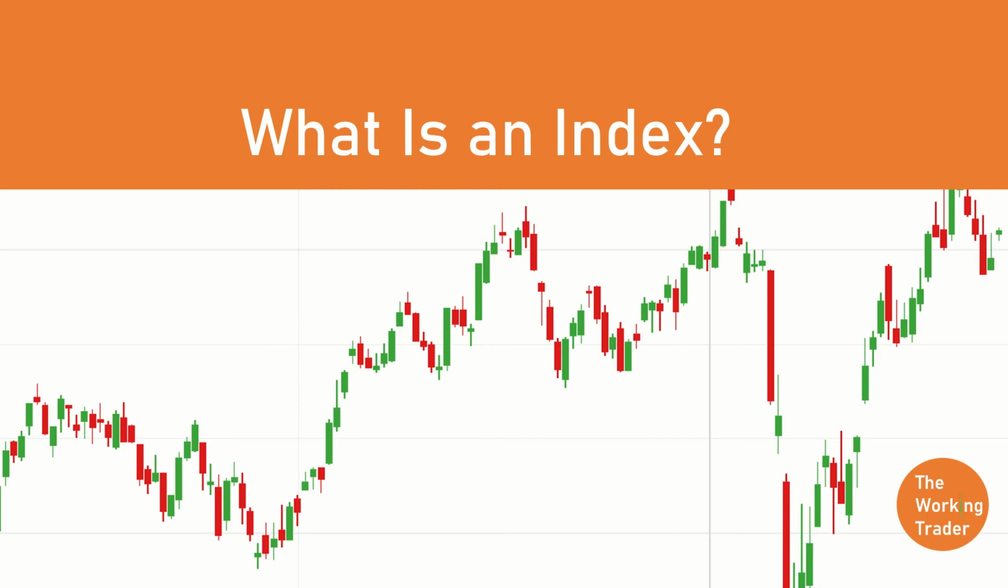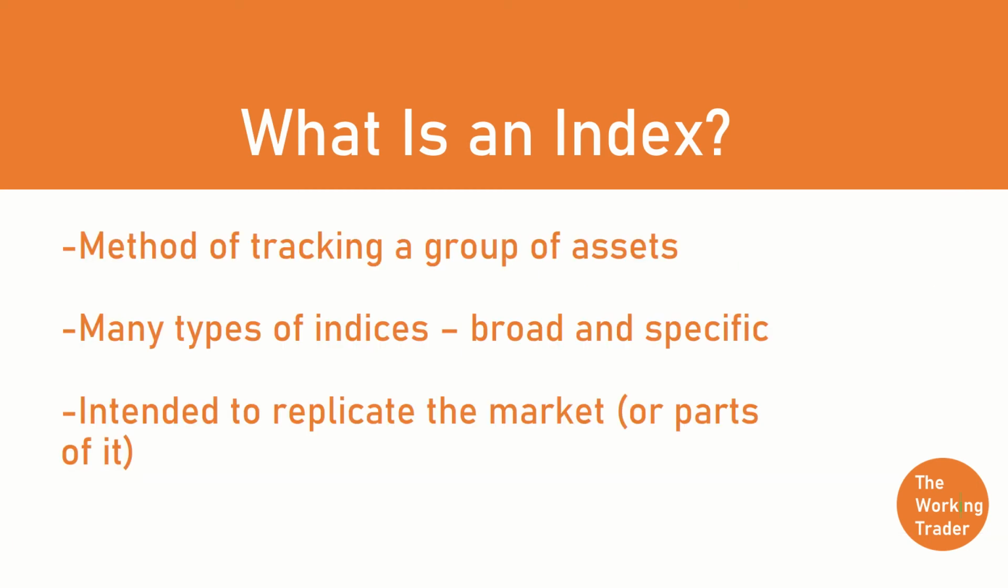I thought today we'd take a look at what indices are. What is an index? It's a method of tracking a group of assets, and there are many types of indices. They can be very broad, like a whole market index of a country. Like the S&P 500 measures the 500 largest companies in the US. The FTSE 100 is the same thing for the largest 100 companies in the UK.